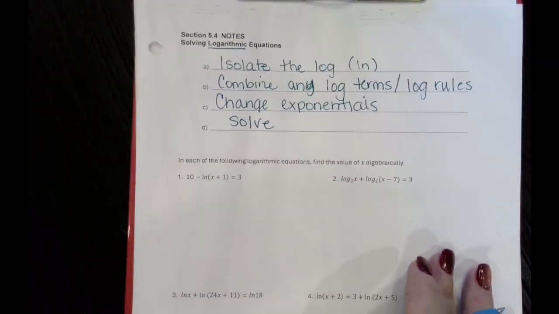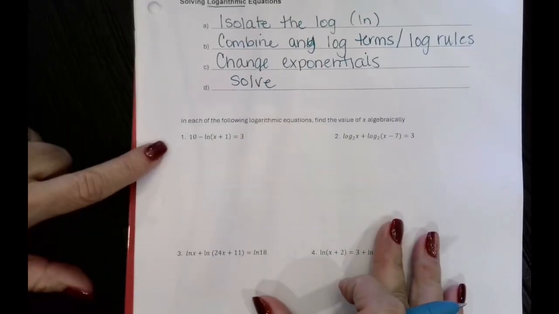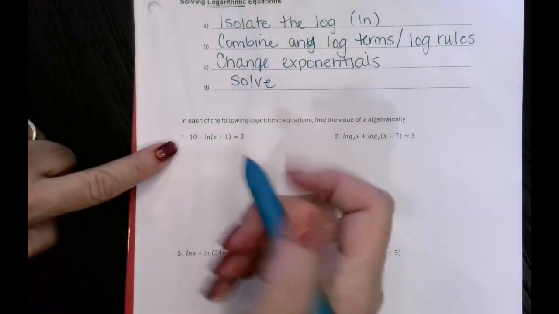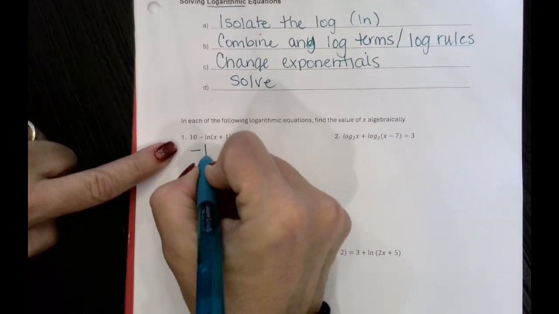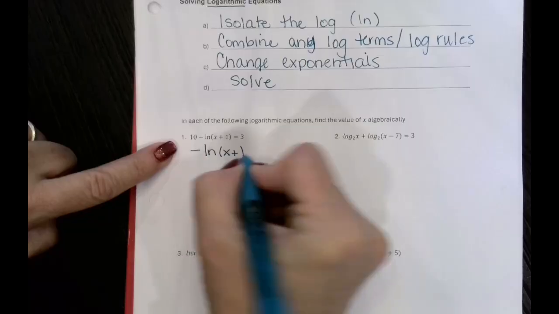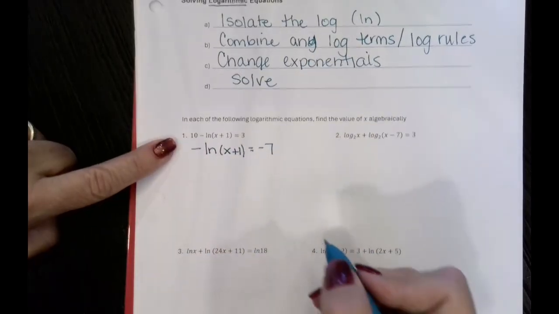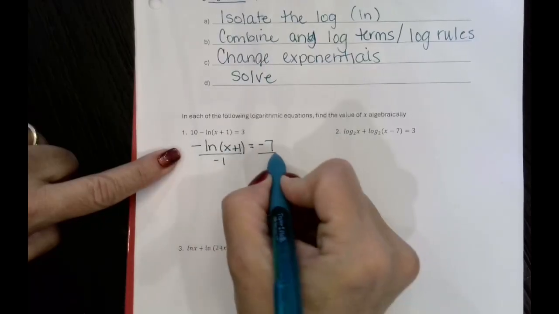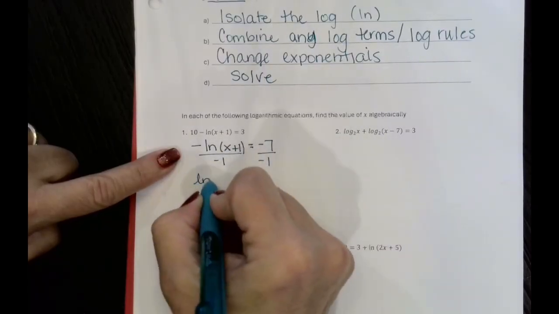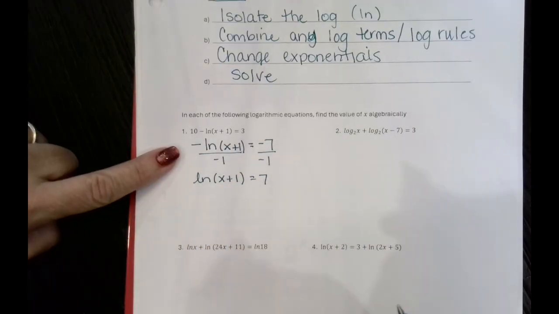All right, so here we go. We look at this first one, and I want to isolate the log. So I'm going to move this 10 to the other side. So I would have negative ln x plus 1 equals negative 7. All right, so I have a negative over here, so I'm going to divide this whole thing by negative 1, and I have ln of x plus 1 equals 7.